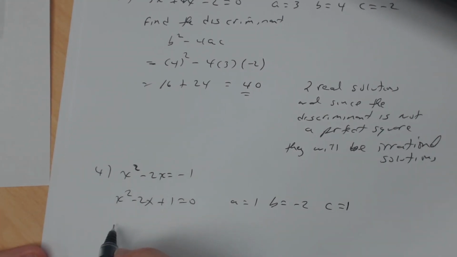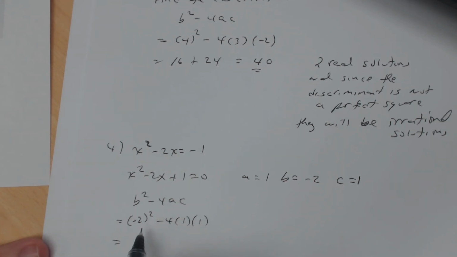And so I substitute that into the discriminant. Remember, you want to find the discriminant. So that's b squared minus 4ac. B is negative 2, so I square it. Minus 4 times a, which is 1, times c, which is 1. Negative 2 squared is 4, minus 4. And so I get 0. So the discriminant is 0.